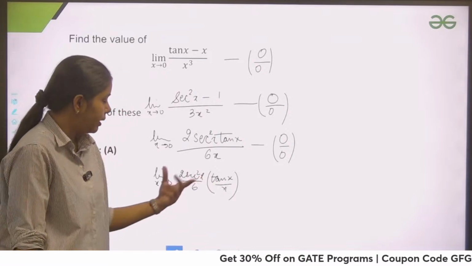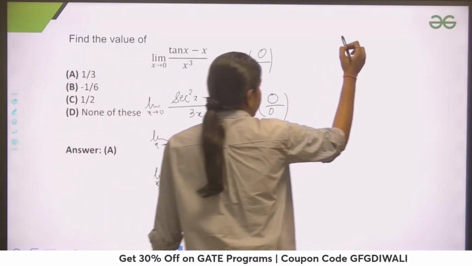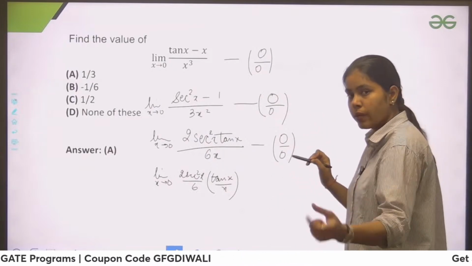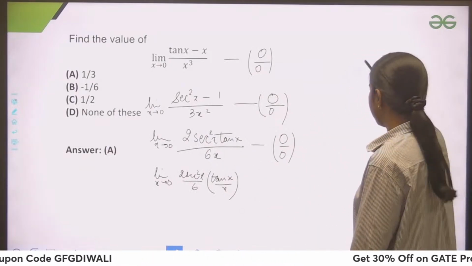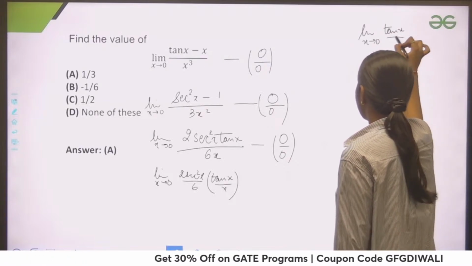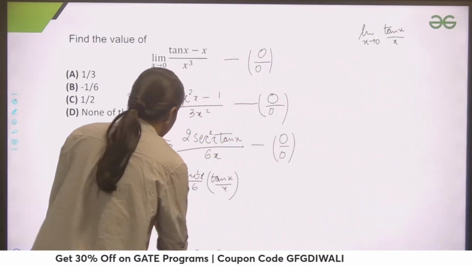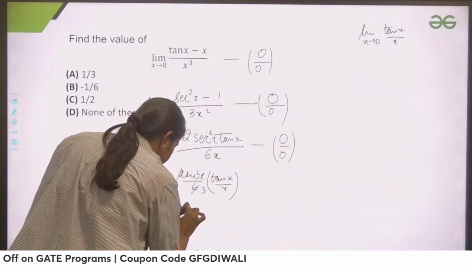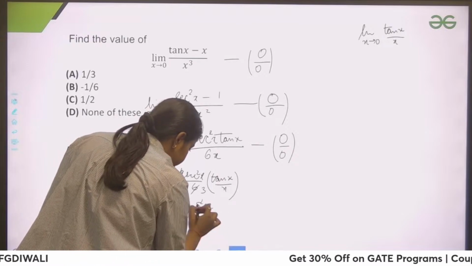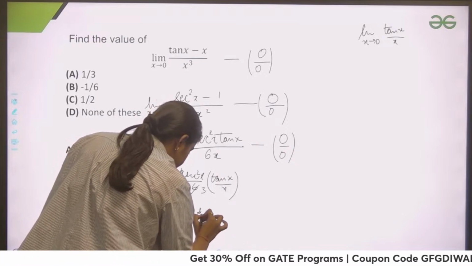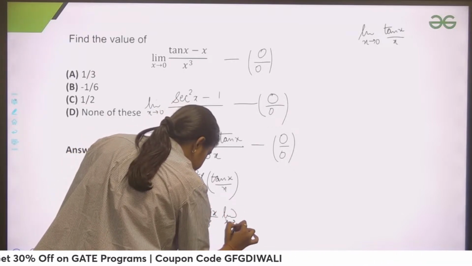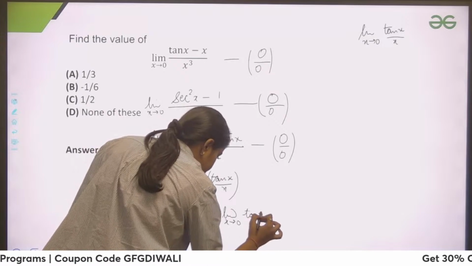Now, if you would find out limit x approaches 0, tan x by x individually, because I'm applying 2 sec square x by 6, I'm solving this 2 sec square x by 6 individually and tan x by x individually. So limit x approaches 0, tan x by x. Basically, what I have done here, let me write down one more step. Let me write down this as 1 by 3, limit x approaches 0, sec square x by 3, limit x approaches 0, tan x by x.